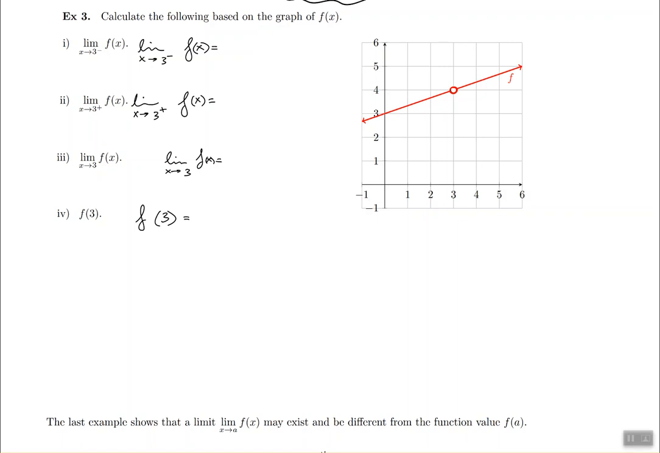Example 3 is interesting because we will not use the calculator to find the limit. However, we will use a graph to find the limit. So here's the idea behind this problem. It says to find the limit as x approaches 3 minus first of all.